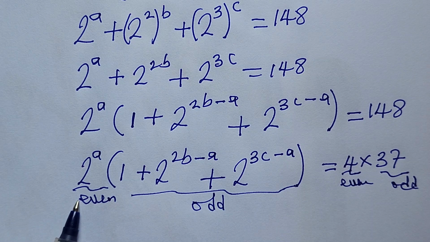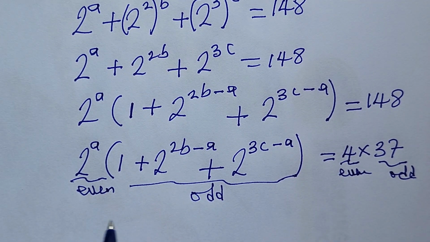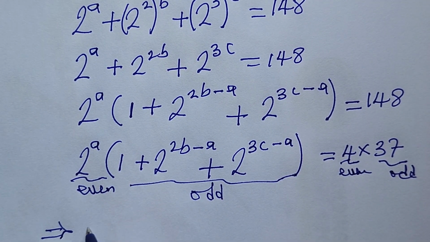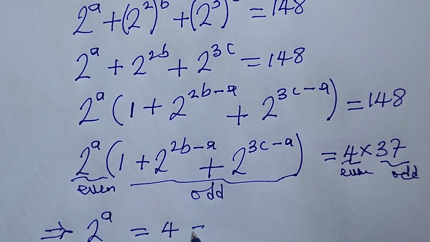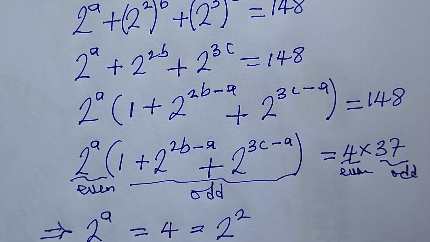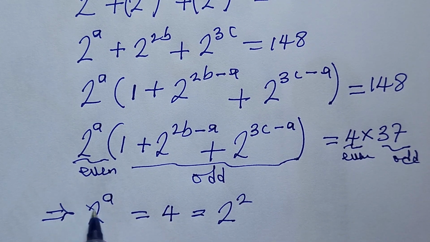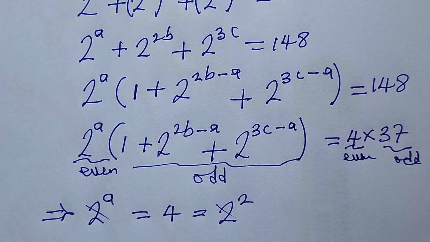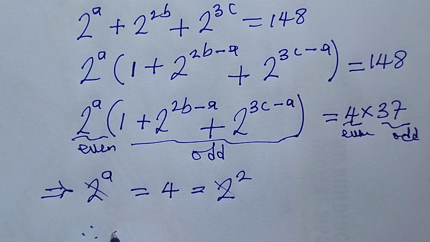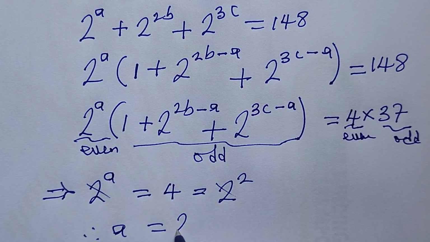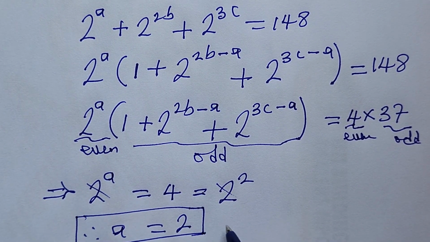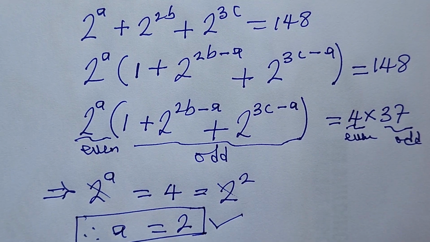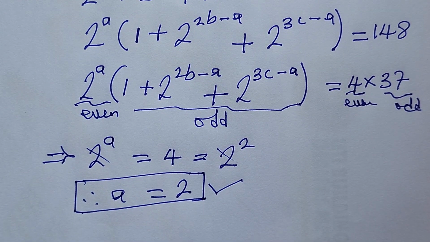So let's take this first case, this to this. So this now implies that 2 to the power of a is equal to 4. And 4 could be written as 2 to the power of 2, right? So since the bases are the same, we can equate the exponents. So therefore, we now have a is equal to 2. So this is the value of the first variable in the equation.